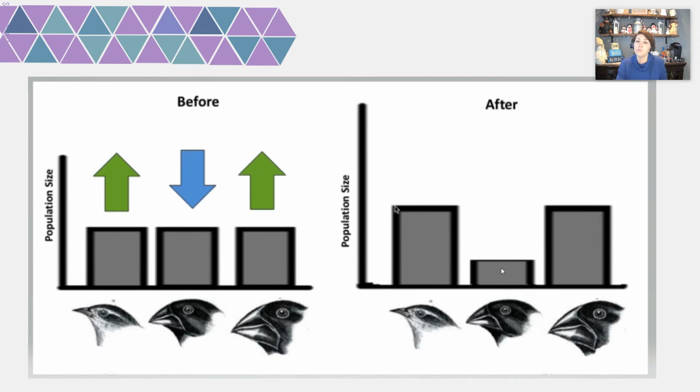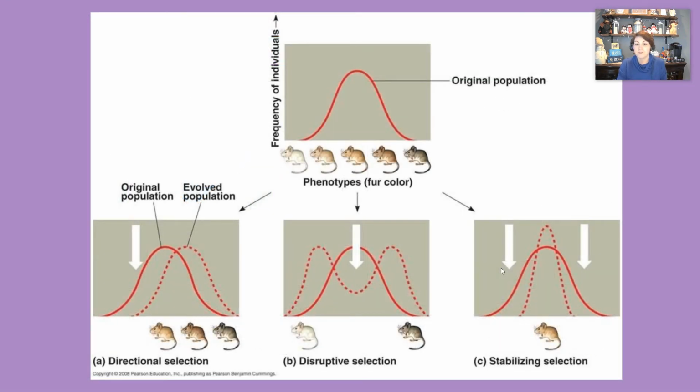So that's disruptive selection. So again, directional moves our population towards one extreme in one direction. Disruptive, both extremes go up, but the average is bad. So the average goes down. And stabilizing, the average is good. So the average goes up while the extremes go down.